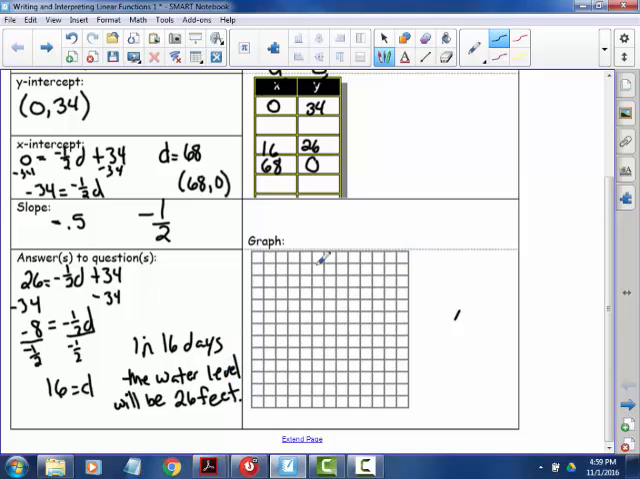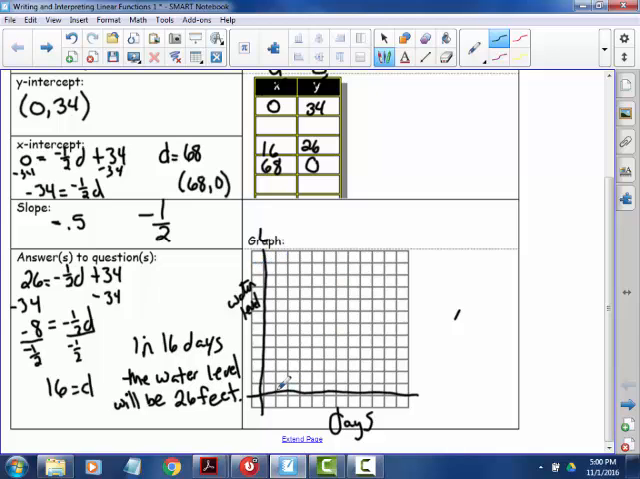Okay, and that brings us to our graph. We know that we have a situation that has a water level. So after we find when there is no water, there's not really much to talk about on the graph. So I'm just going to go ahead and put an axis here. This is going to be my L for water level. And then here I'm going to put my days. Okay, I need to go from 0 to 68 here, and I need to go from 0 to 34 on here.